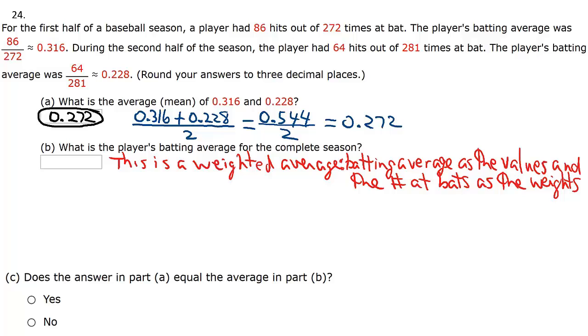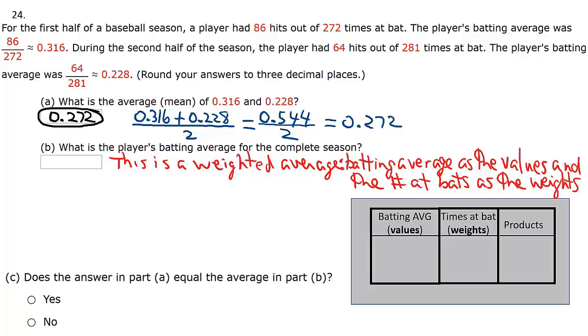In the first half of the season, there are a different number of times at bat than in the second half of the season. So we build our table as usual. The batting averages, as I said, are the values. That's for the first half of the season, 0.316, and for the second half of the season, 0.228. The times at bat are the weights. In the first half of the season, the player batted 272 times. In the second half of the season, the player batted 281 times.